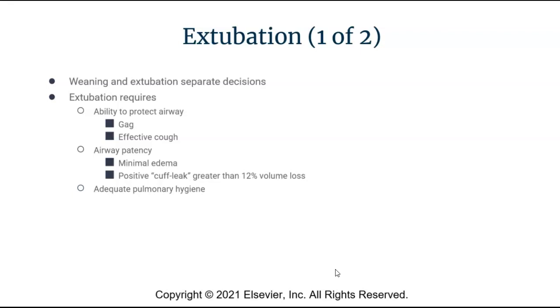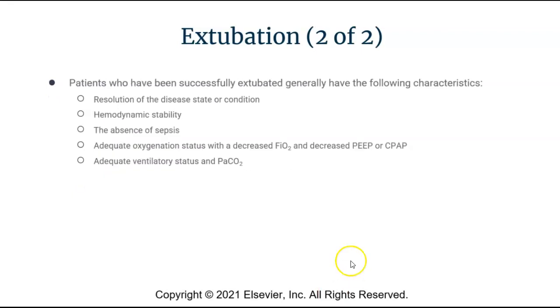Patients who have been successfully extubated generally have the following characteristics: resolution of the disease or condition state, hemodynamic stability, absence of sepsis, adequate oxygen status, and adequate vent status. So the decision to extubate should then be based on the upper airway patency and the ability to protect it.